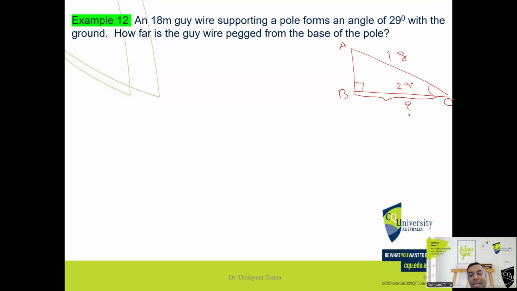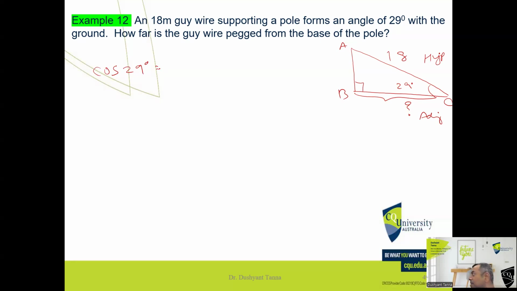I know an angle, I know a side. In connection, what is this? This is hypotenuse and the adjacent side is to be found. Which trig function will connect adjacent and hypotenuse? Cos, that's what you did, right? Cos 29, that's what he did here.